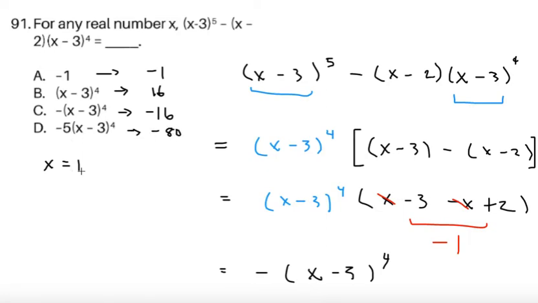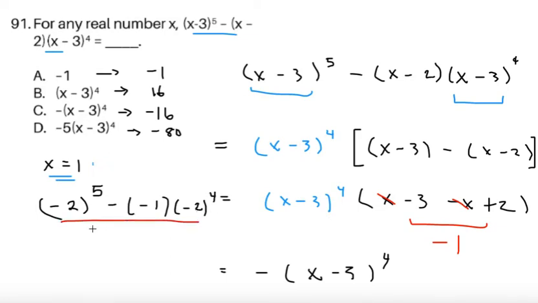So if x equals 1, I'll have 4 different choices, and I'll just evaluate the given when x equals 1. Let's see what will happen. The first term becomes (-2)^5. Now minus (x - 2) becomes minus negative 1, and then x - 3 is negative 2, which we raise to the 4th power. Now we're evaluating this.